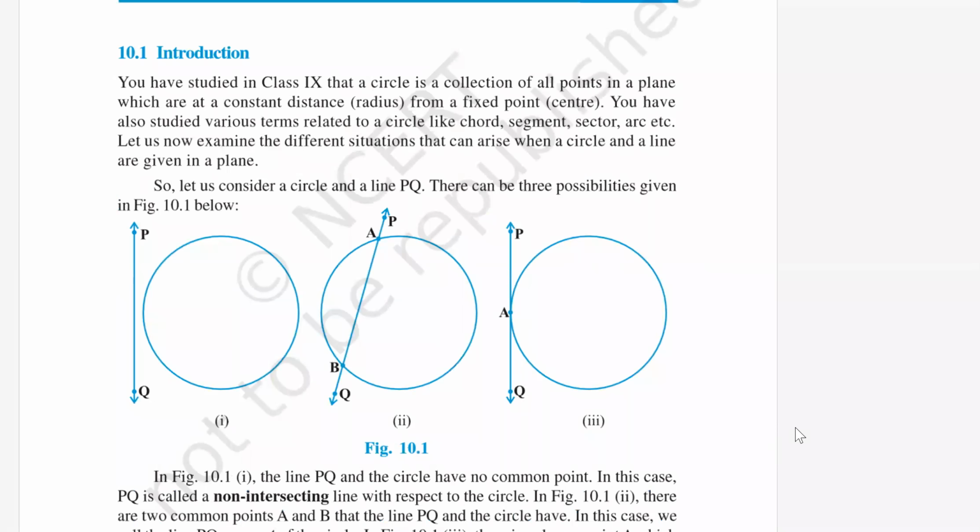So a circle is there. We are going to now, first of all, see the concept of chord and tangent and secant. What is a secant? What is a tangent? This we are going to see.